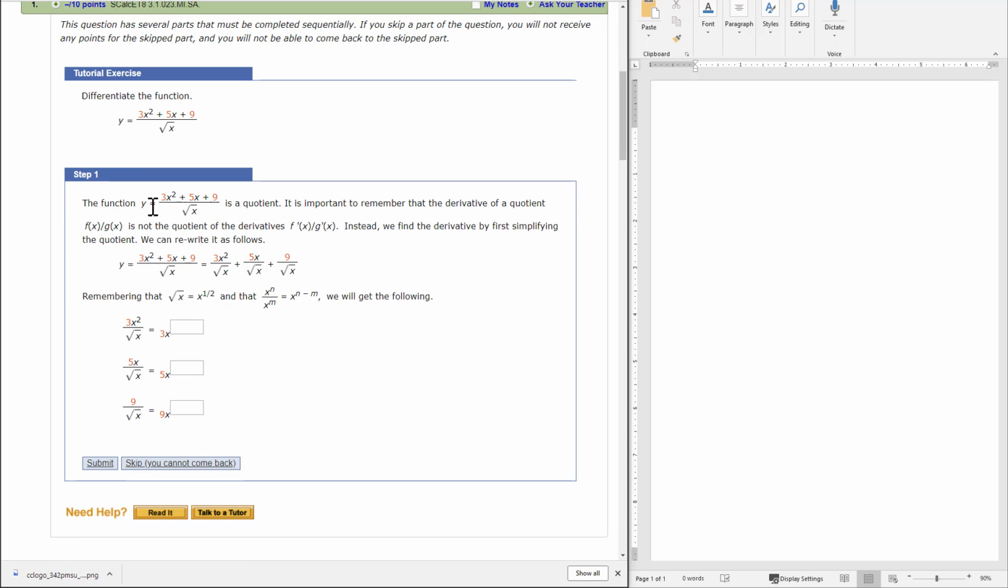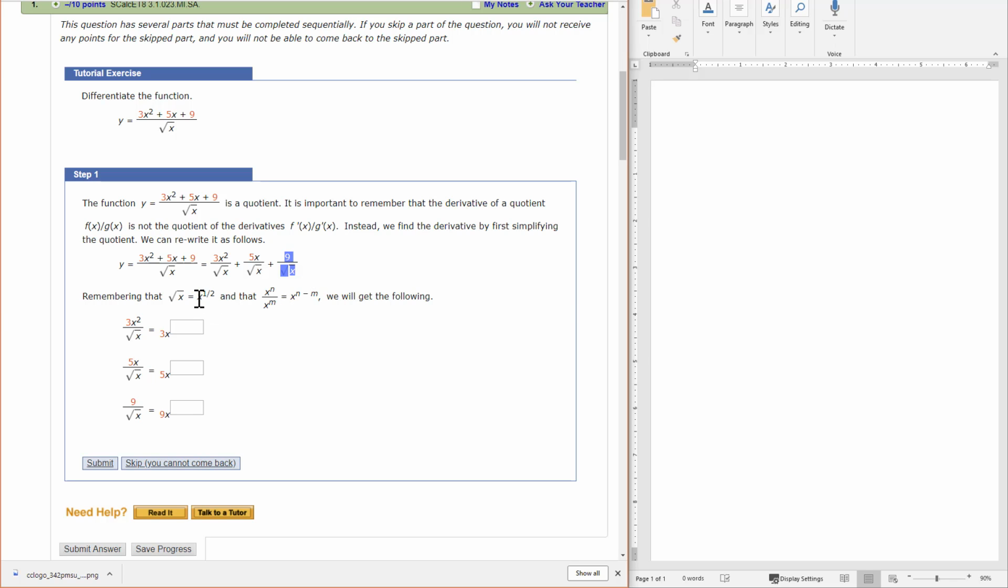For this, we're going to take a look at this function and realize that the numerator is a few terms that we're adding, and we have one term in the denominator. So we can actually break up this fraction into three different pieces because there are three different terms in the numerator. So the fraction will be broken down to 3x squared divided by square root of x, plus 5x divided by square root of x, plus 9 divided by square root of x.